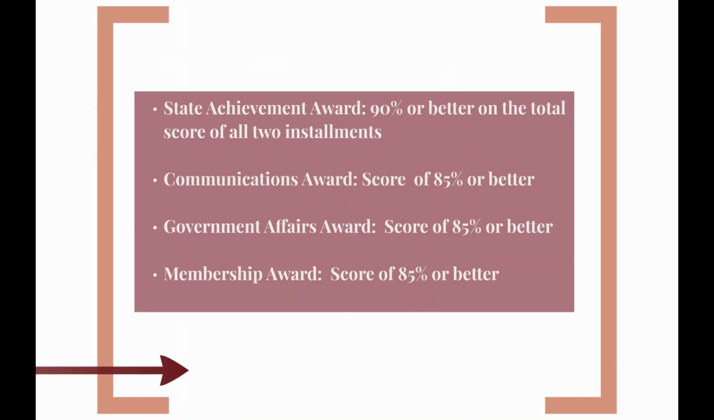If a chapter wishes to be eligible for the Diamond Award, they must complete the Communications, Government Affairs, Membership, as well as both parts of the State Achievement Award. They also must score a certain percentage on each award. As you see here, we have it broken down.